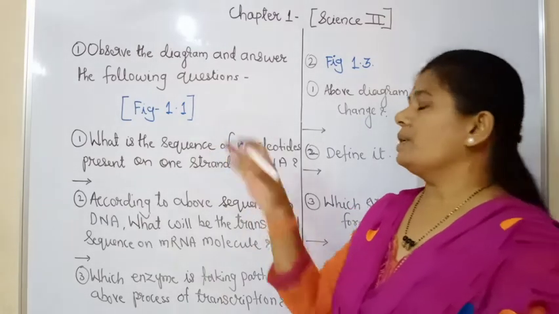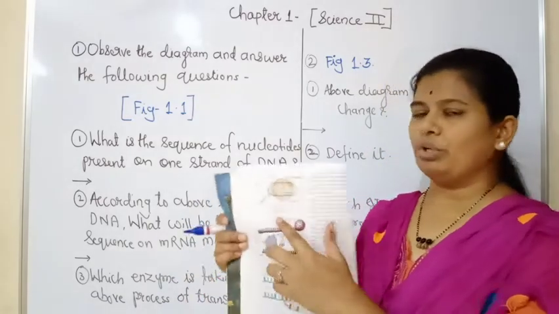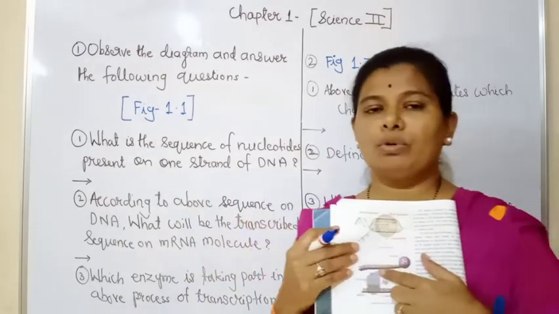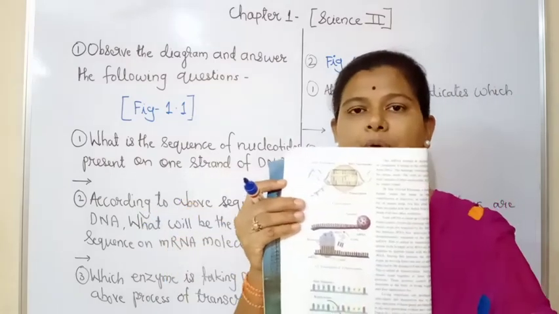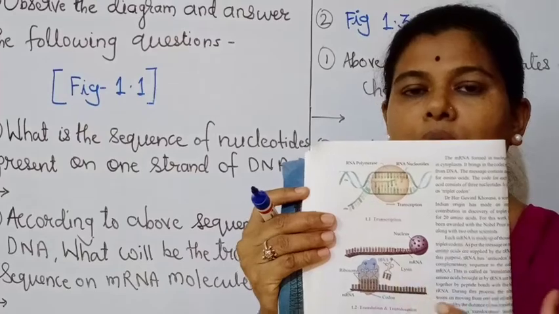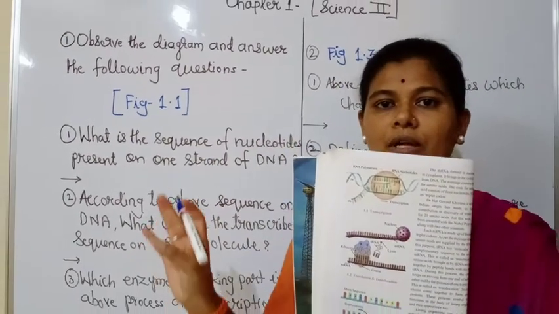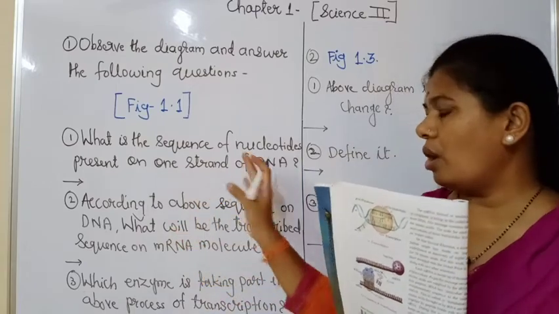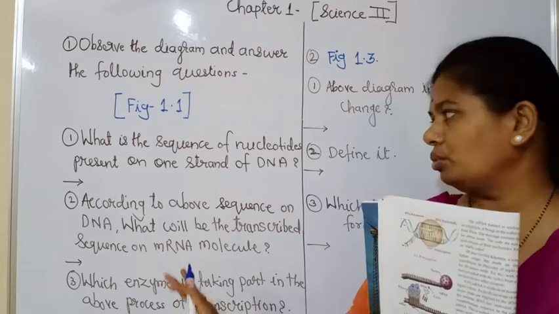See, now in the first lesson, in figure 1.1 which is shown in your textbook, the diagram of transcription is there. We are now going to see what type of questions can come on this diagram. Depending on this diagram, I have written 3 questions, so we'll go through those questions.